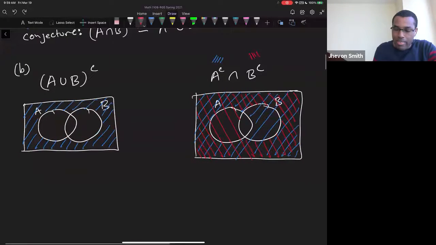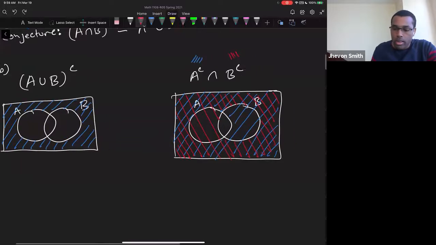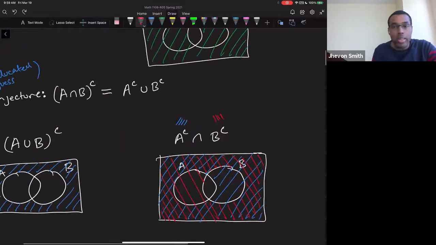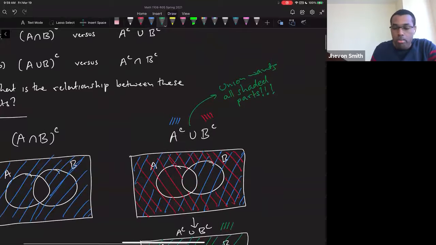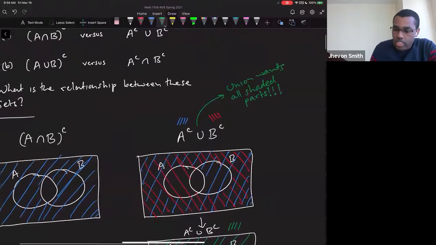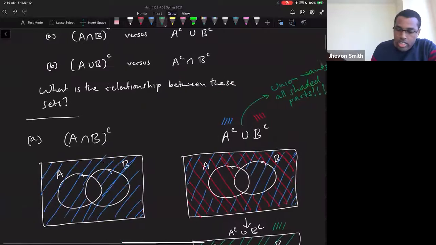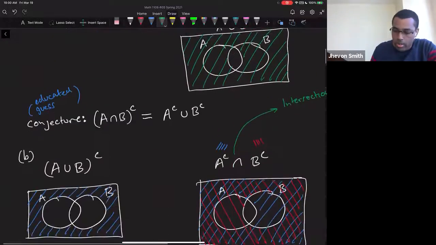A complement is everything outside of A. I shaded that in blue. B complement is everything outside of B. Shaded that in red. Now, what is the intersection? It's what they have in common, right? So what does that mean in a picture? Intersection, what does that care about? The union cared about any once it's shaded, I want it, right? The intersection doesn't care about that. The intersection says, I want what's in common.